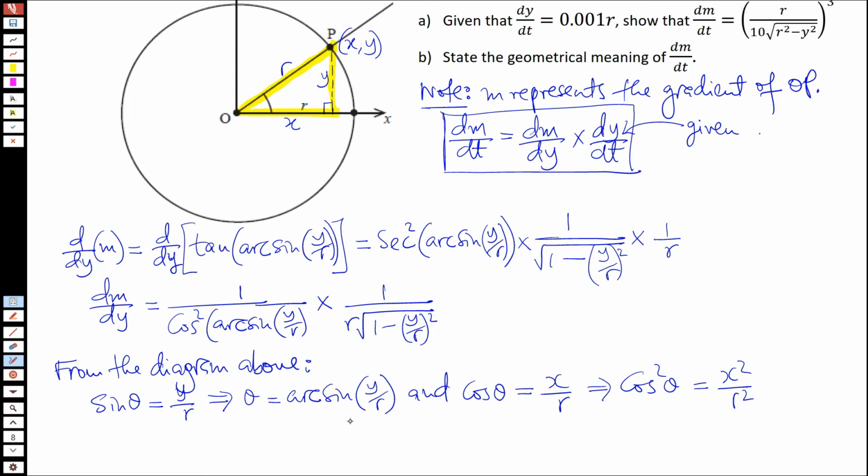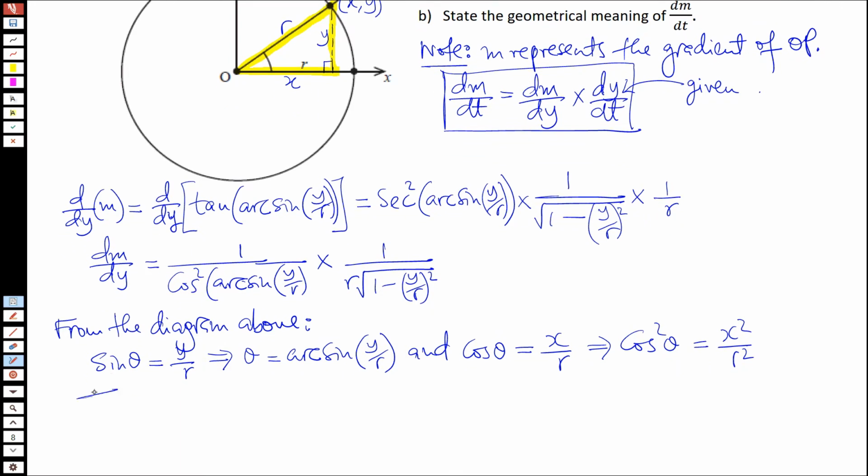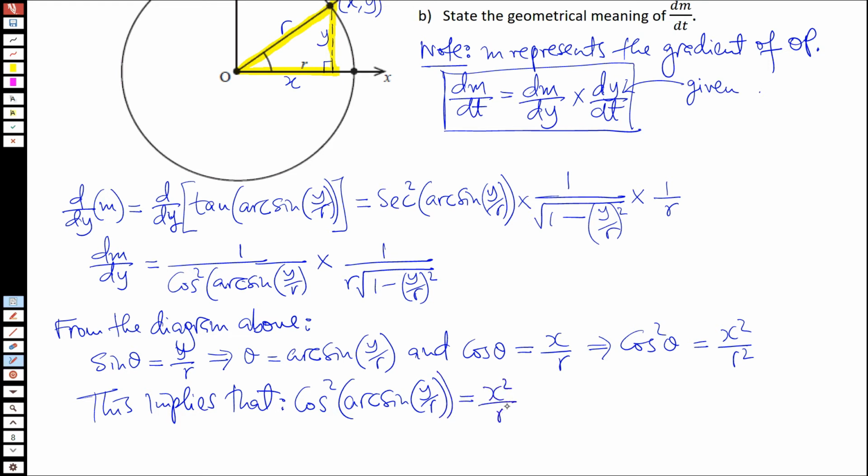Okay, now keeping these two statements in mind, this implies that cosine squared of theta, and theta basically represents arc sine y over r, will be equal to x squared over r squared. So that's very, very important. So what does that mean? It basically means that instead of writing all that, I can just write that because this is the same as that.